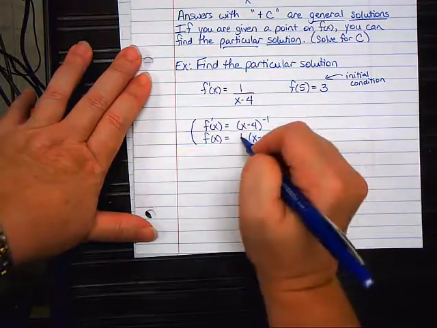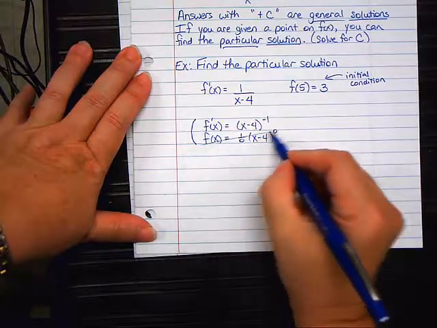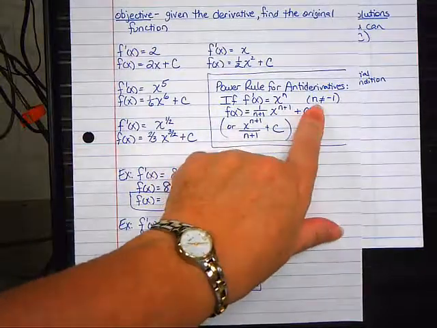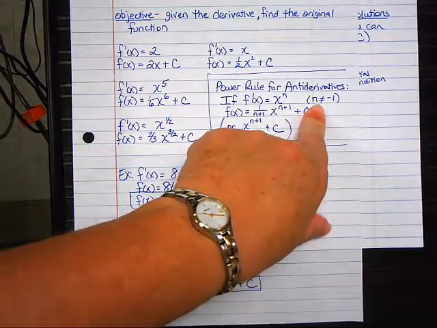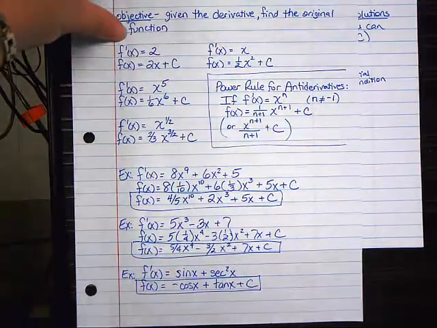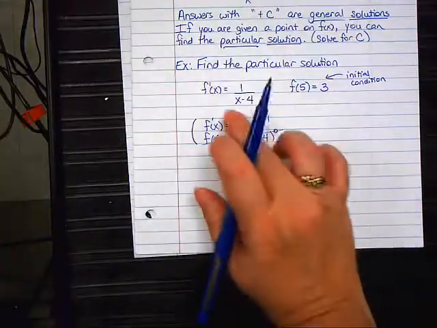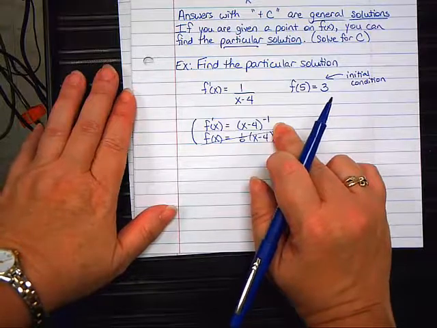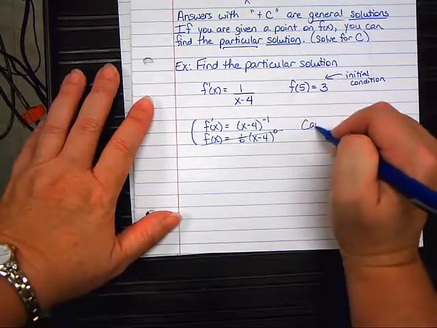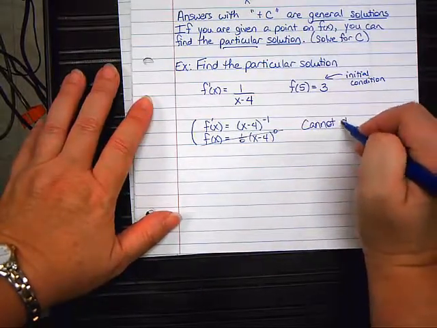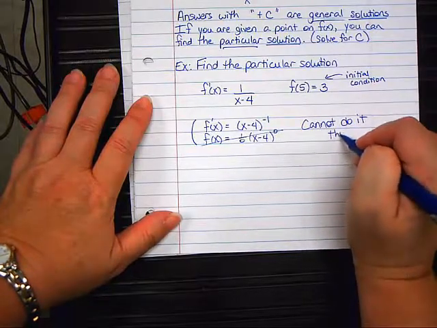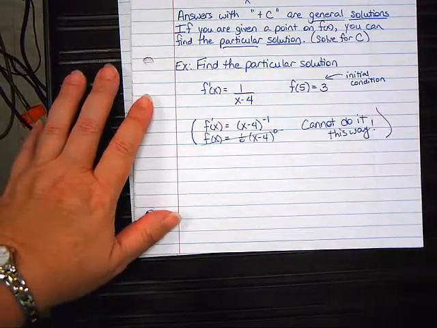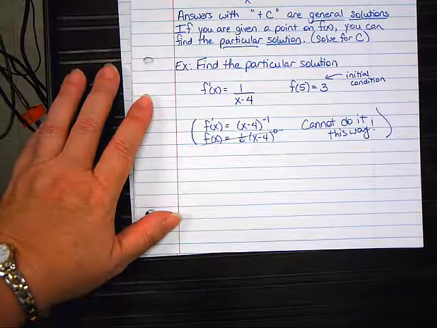So this does not work because I told you back over here, n cannot be negative 1. You remember that? So if you bring up the denominator and it gives you a power of negative 1, the power rule does not work. You cannot do it this way. And that's why I put it in parentheses, because it's actually the wrong way to do it. Because a lot of people are going to try. It doesn't work. So there is another way.